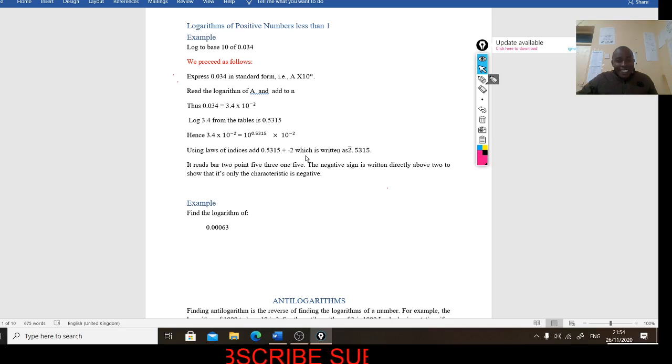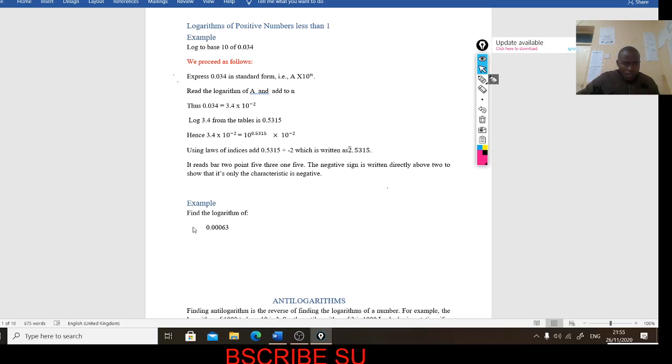Now we add the characteristics separately. So if you add the characteristics separately, the characteristic is negative 2 plus this 0 gives you negative 2. So negative 2 point, then you also have 5315. So it will be power 2.5315. That is how we find the logarithm.